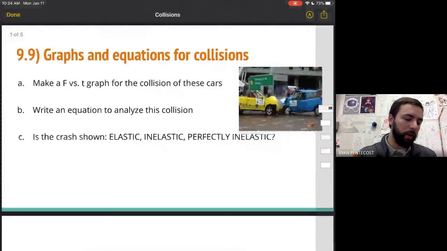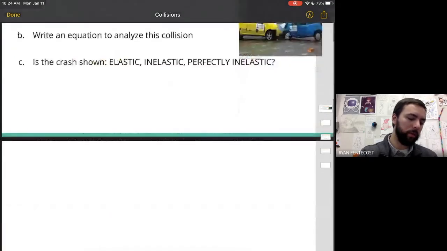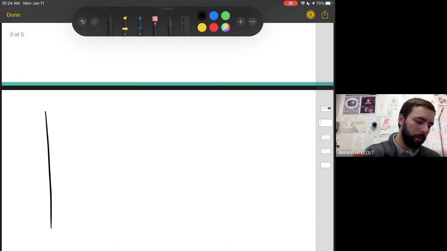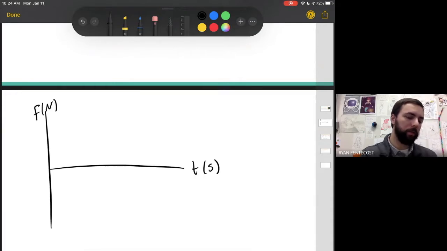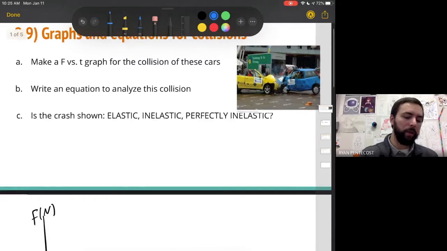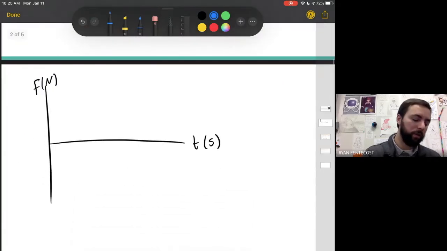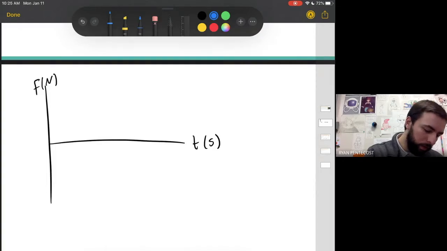These two cars come in for a collision, collide head-on. Make a force versus time graph for the collision of these cars. So let's get a graph ready. We've got force on the y-axis in newtons. We've got time in seconds. So we've got the blue car and the yellow car coming in for an impact.